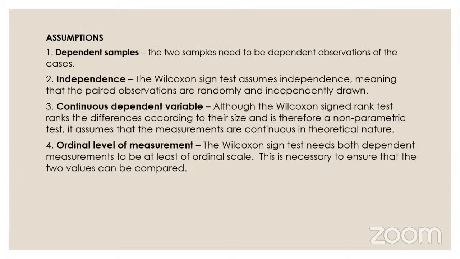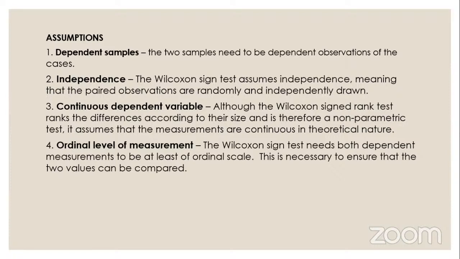And we have some assumptions for the Wilcoxon test. The first is dependent samples. That means the two samples need to be dependent observations of the cases. Another one is independence. The Wilcoxon sign test assumes independence, meaning that paired observations are randomly and independently drawn. And the next one is a continuous dependent variable.